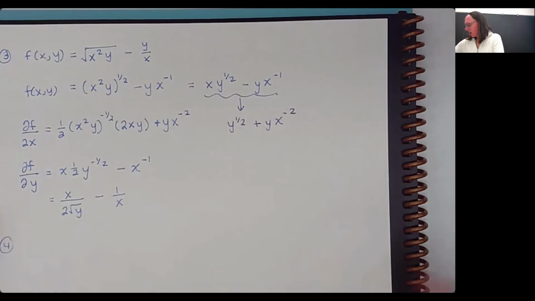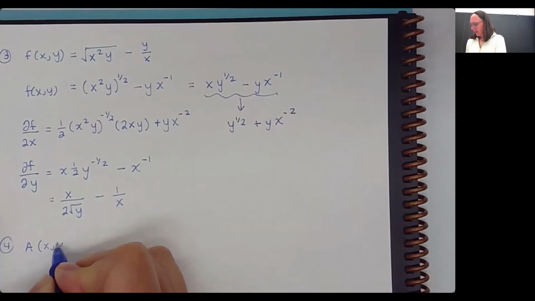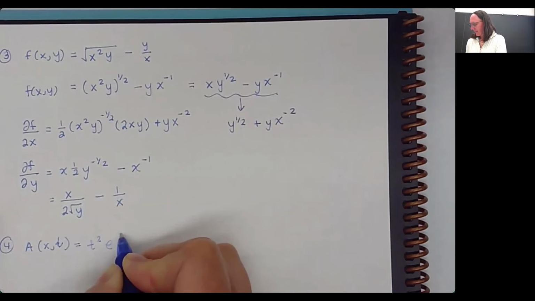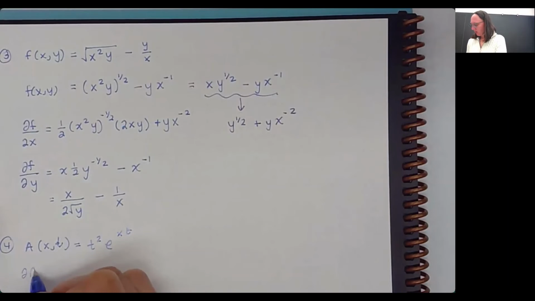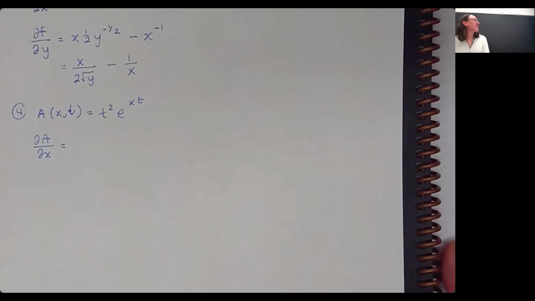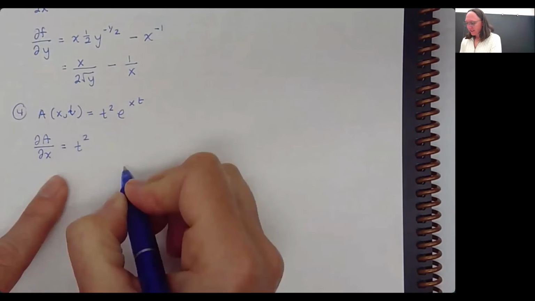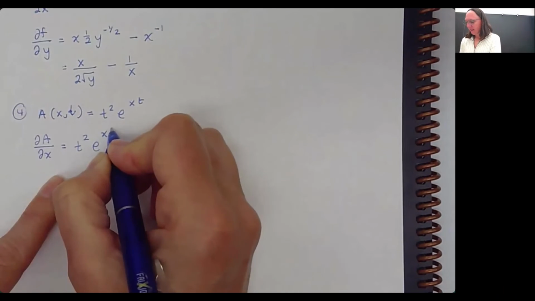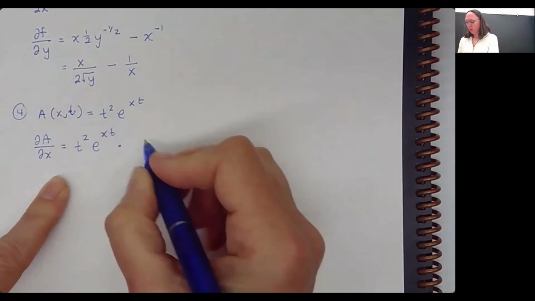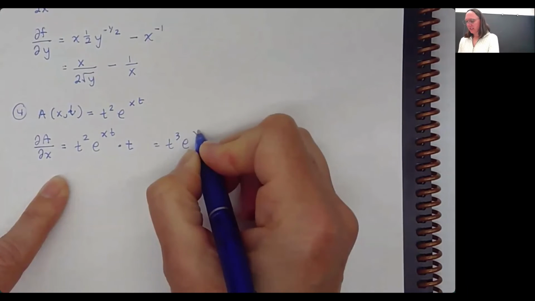On my fourth one here, got a of x and t is equal to t squared e to the xt. So when I take the partial of a with respect to x, I don't need a product rule for the partial with respect to x, because that t squared acts like a constant. I've got e to the xt, and then times the derivative of the exponent, which would be t, or t cubed e to the xt.